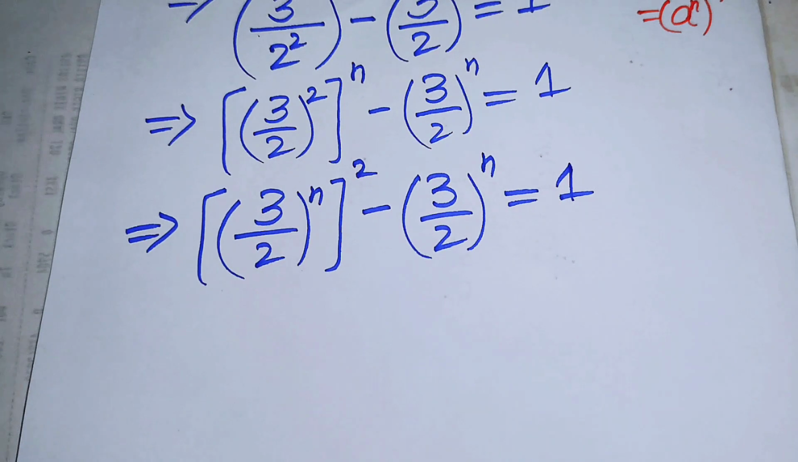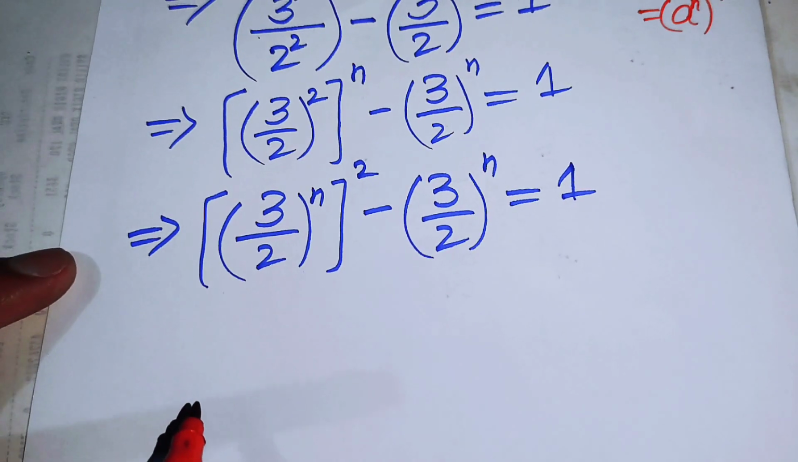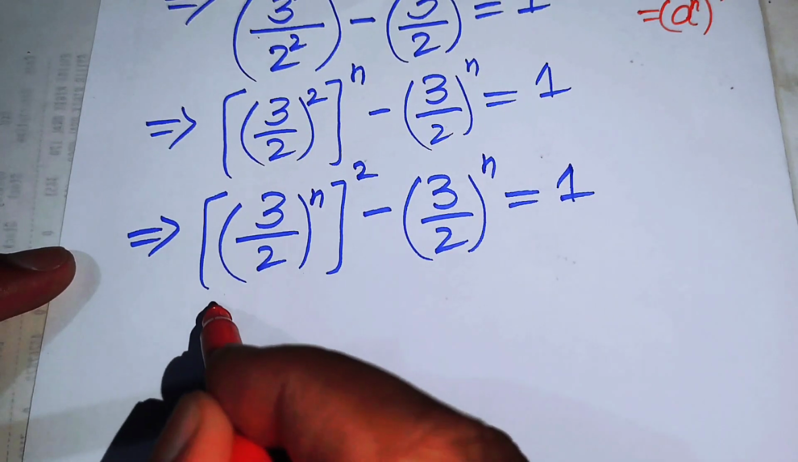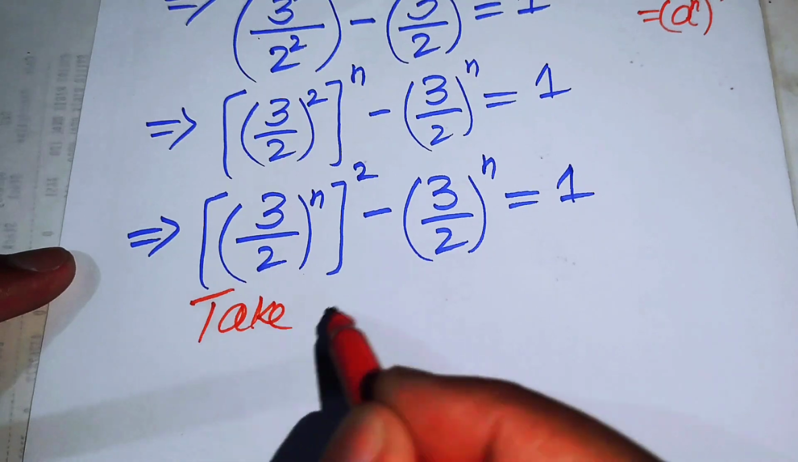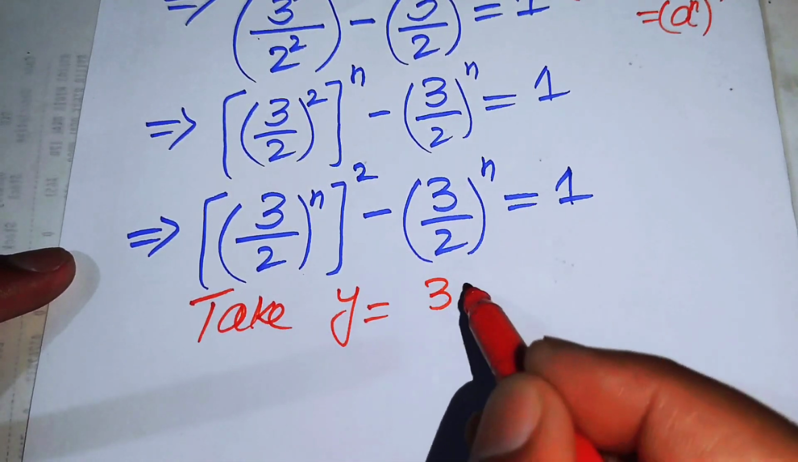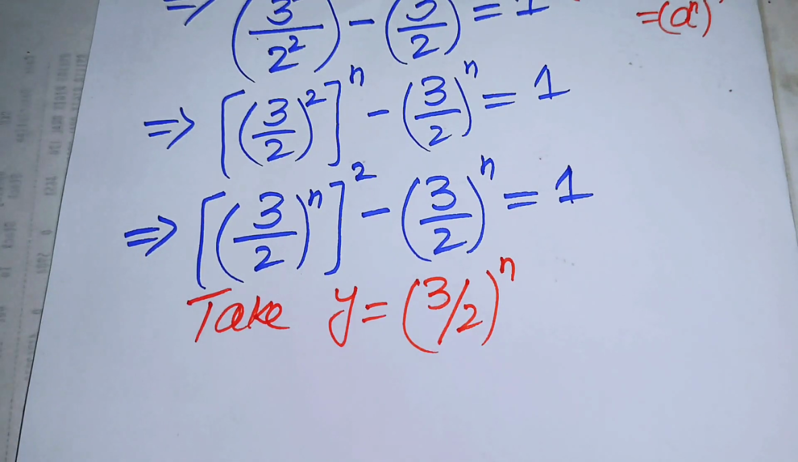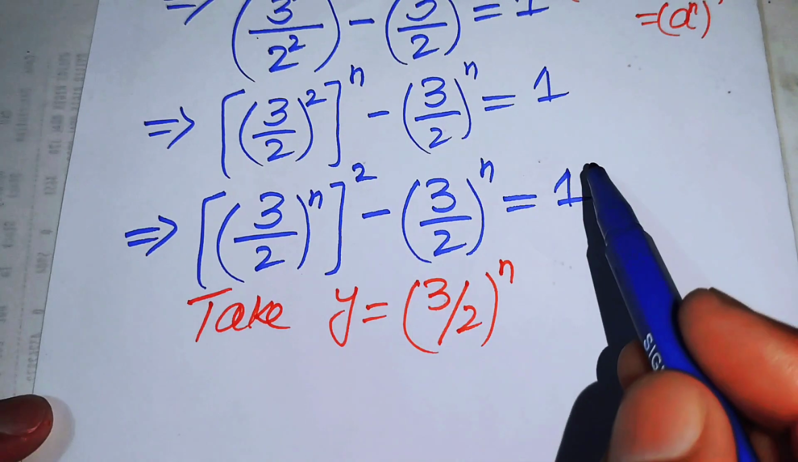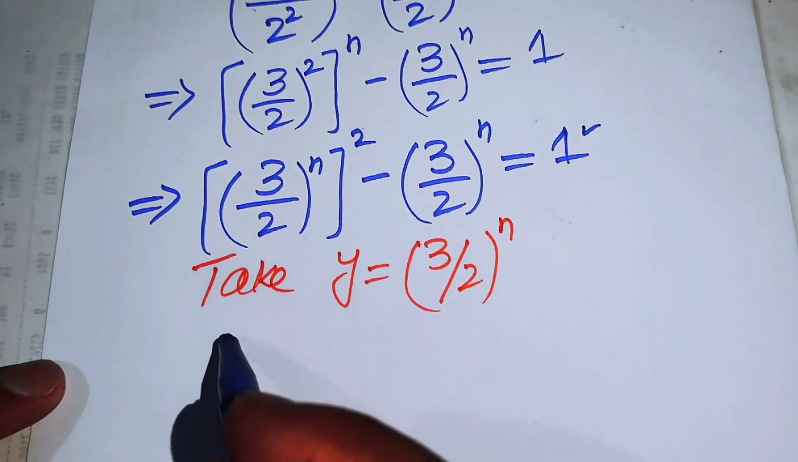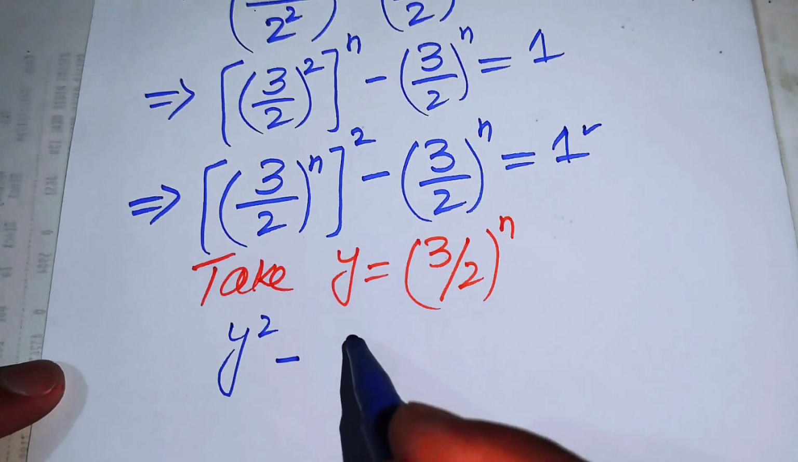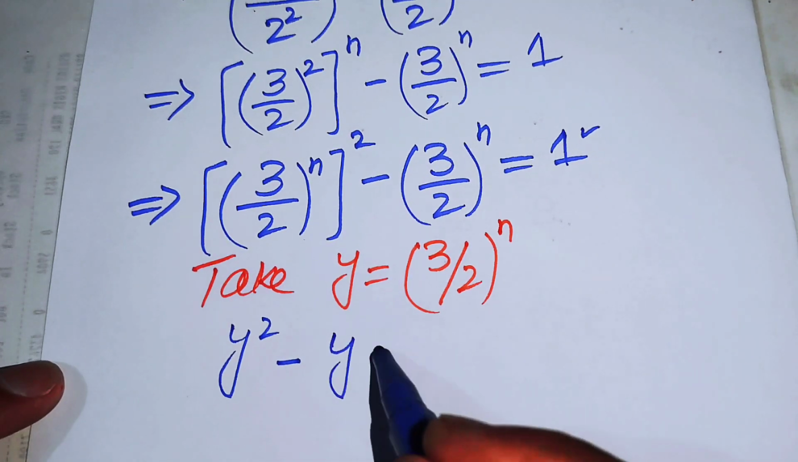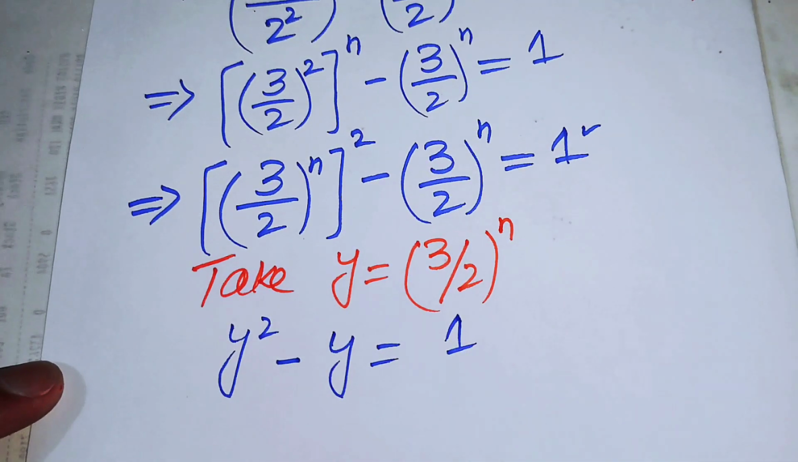After that I can make some substitution and convert this exponential equation into a simple polynomial form, so here I can take y is equal to 3 over 2 to the power of n. When we put y equal to this, our expression will be written as y square minus y is equal to 1.